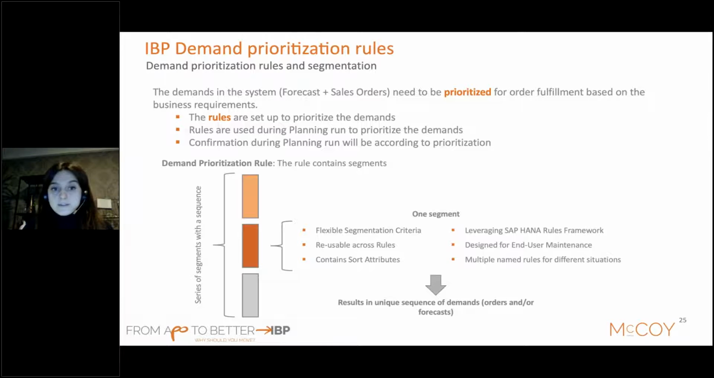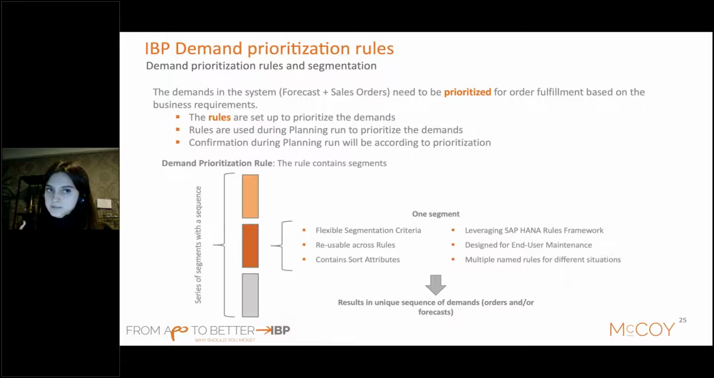So in one segment, you can do flexible segmentation criteria. You can reuse this criteria across different rules. Each segment contains different sorts of attributes. You can leverage the SAP HANA rules framework. It is designed for end user maintenance, and you can have multiple named rules for different situations. So in the end, all the results have a unique sequence of demands.